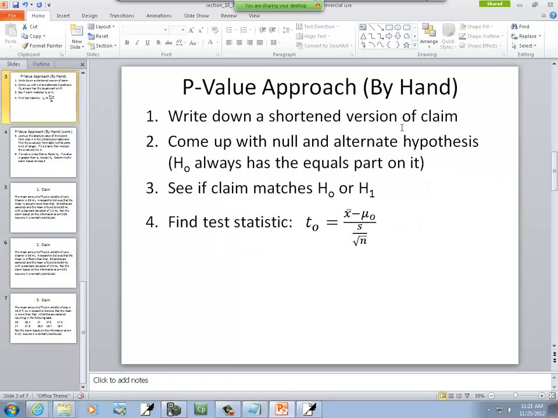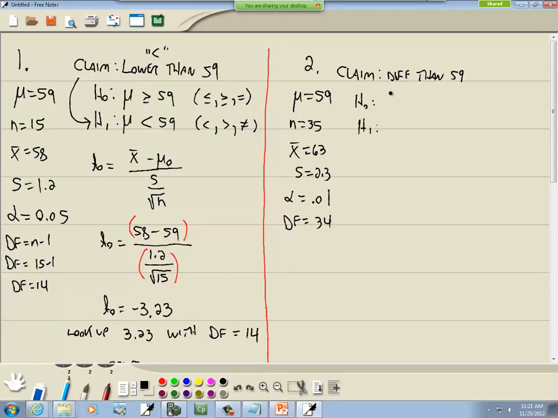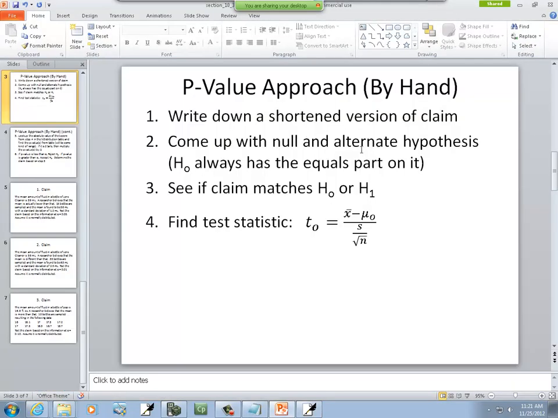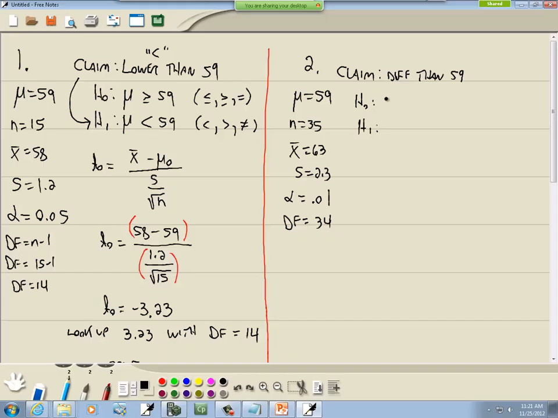Step 1, write down a shortened version of the claim. We got that. Step 2, come up with a null and alternate hypothesis. Mu is different than 59 implies a not equal to, which goes on H1. If that's not equal to, this has to be equal to 59. Obviously our claim matches H1 since they both have the same symbol.